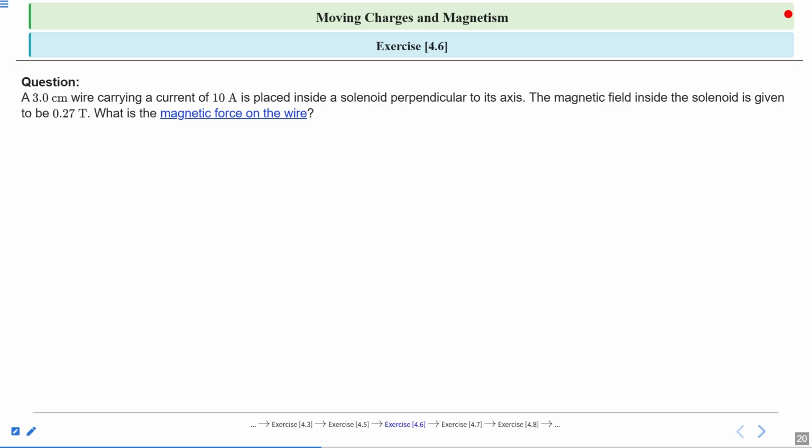Okay, so this wire is placed perpendicular to the axis of a solenoid. We know that inside the solenoid, the magnetic field is parallel to the axis of the solenoid. We have placed the wire perpendicular to the axis, so the angle between L vector and B is 90 degree here. Length of the wire is given, current is given, magnetic field magnitude is given. So you have to find the magnetic force on the wire. I will give you some time to think about it.